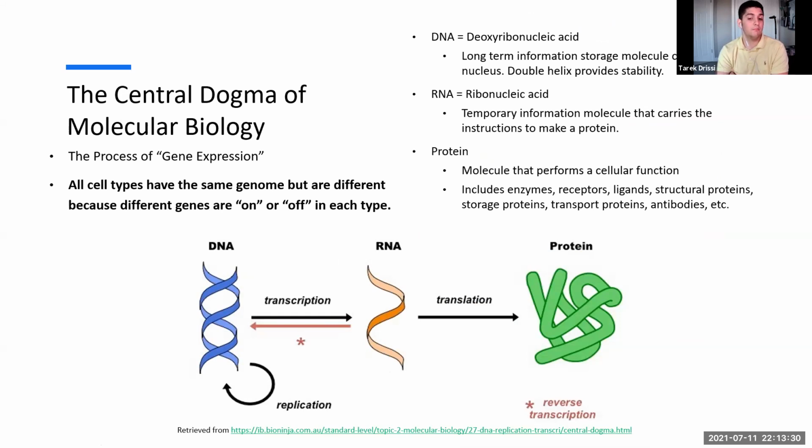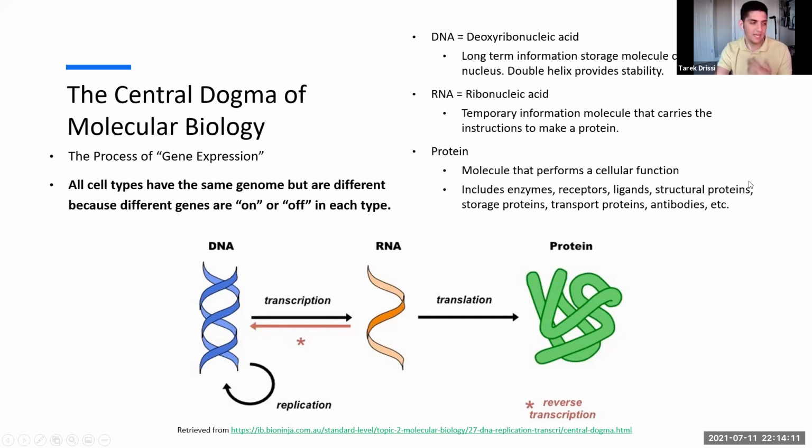A protein is the molecule that performs a cellular function. It includes enzymes, receptors, ligands, structural proteins, storage proteins, transport proteins, and antibodies. I'll go over these. Enzymes are proteins that catalyze a reaction. An example I'll use is a salivary enzyme that breaks down sugar. A receptor is a protein that can receive a signal. A ligand is a protein that's secreted to bind to a receptor to send a signal.